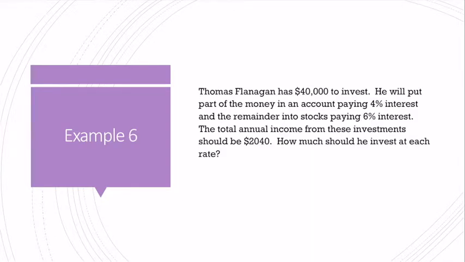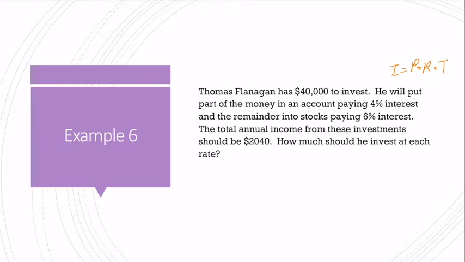Our next problem uses an equation we've seen before, right? That is that interest equals principal times rate times time. So Thomas Flanagan has $40,000 to invest. I don't know where he got this money from, but that seems like a lot of money. And he wants to put part of that money in an account paying 4% interest and the remainder into stocks paying 6% interest. So the total annual income from these investments should be $2,040. So how much should he invest at each rate?